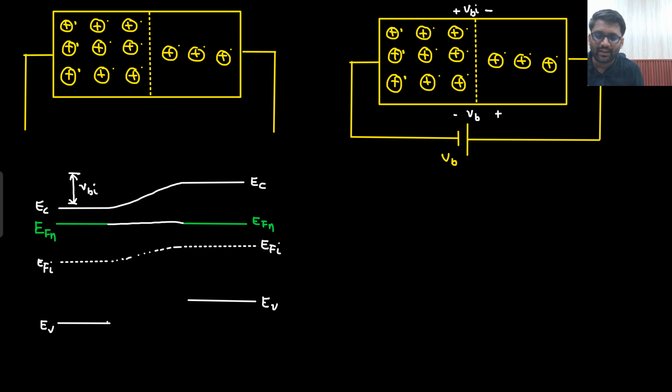So what does your energy band diagram say? Let me make it better. So now what this energy band diagram would say is that, sir, negative potential is applied here, positive potential is applied here. Sir, positive potential multiplied with electrons.